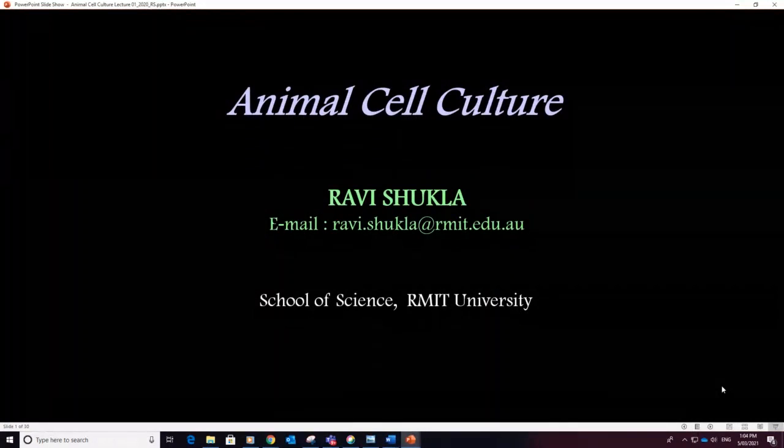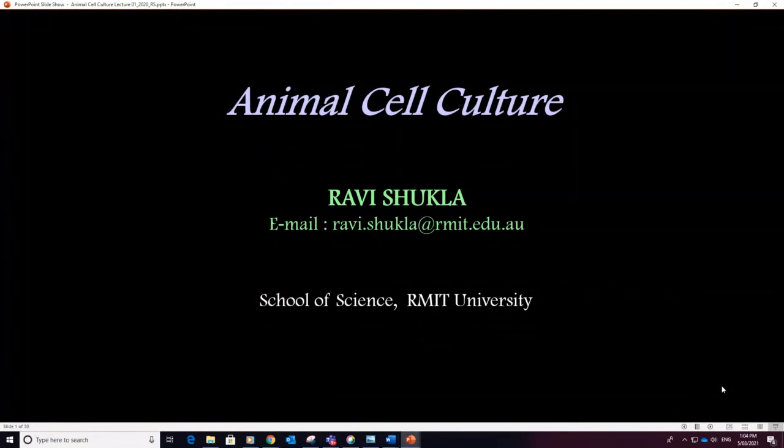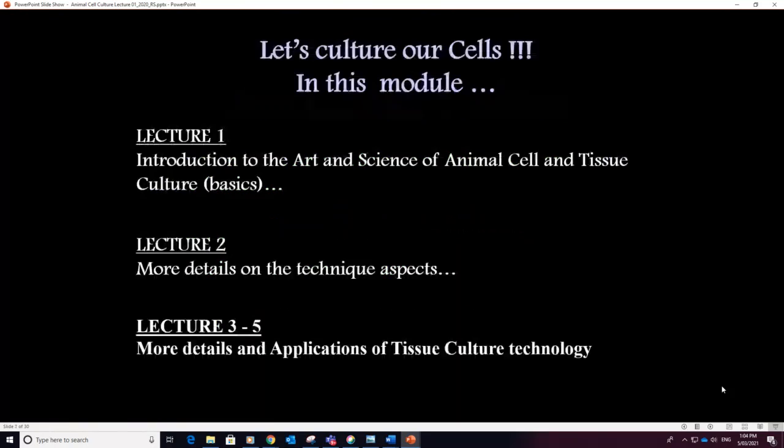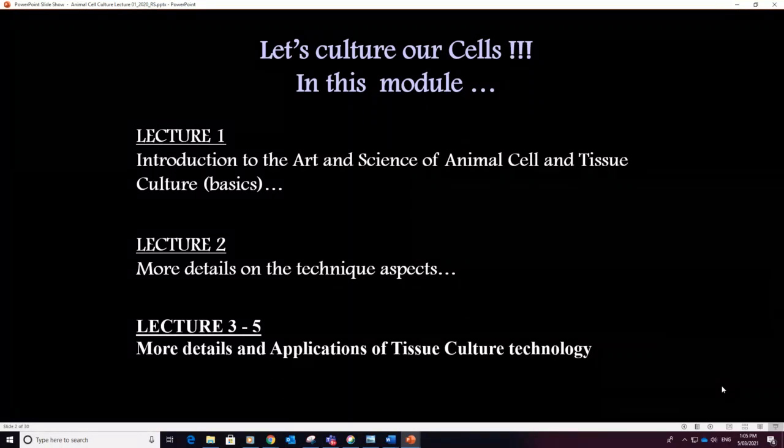All right. So this is how we are going to run animal cell culture modules in the next 5 weeks or so. There are 5 lectures. The first lecture, which is today, is an introduction to the art and science of animal cell and tissue culture. I say this is first art and then science. I will try to convince you that when you are working in the lab, you will see it's more of an art. And when you start working with your results, then the science comes.